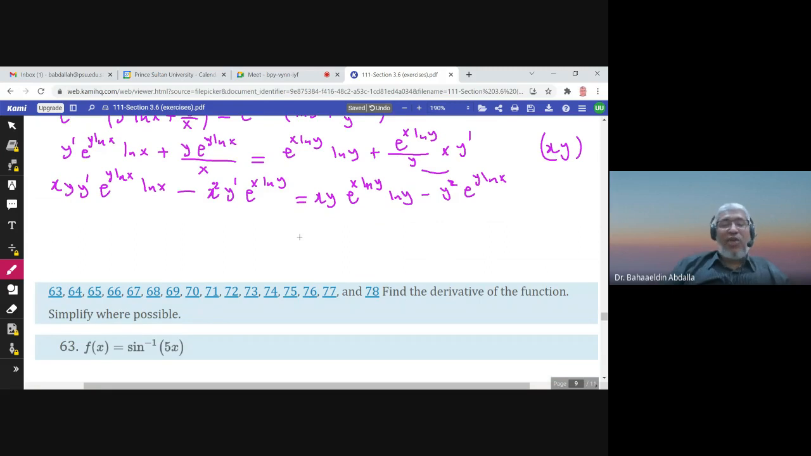So I can take y prime as a common factor and write y prime as over the coefficients of y prime here.